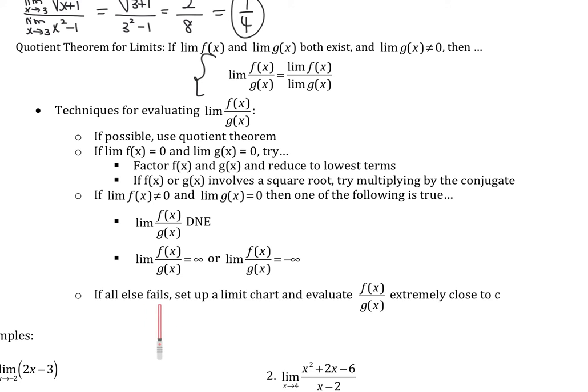Now, if all else fails, we'll just set up a limit chart like we did the other day when we found limits numerically and evaluate it really close to the constant. So 2 or 3 decimals leading up to that constant and after, so that we can see the left and right hand limits.